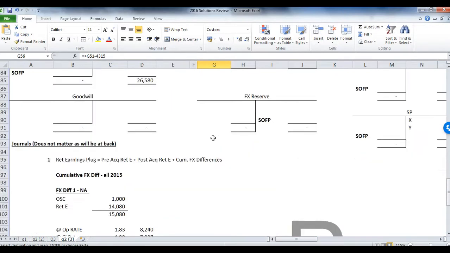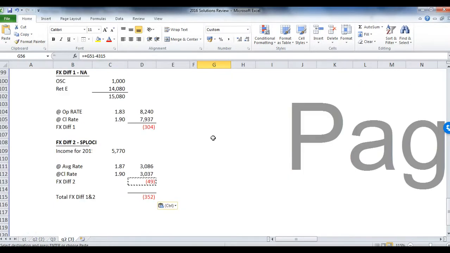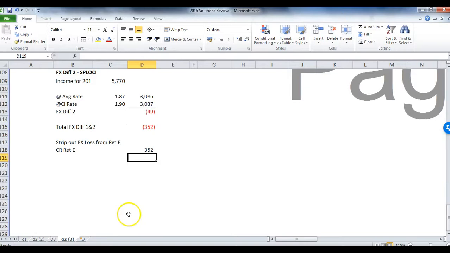So we need to strip that out because under IAS 21 it needs to be shown separately. So I need to strip out the FX loss from retained earnings. The other key point is you need to credit retained earnings 352, because remember the loss is in there, so you need to reverse out the loss and show it separately.